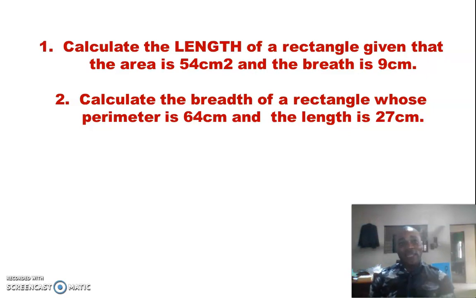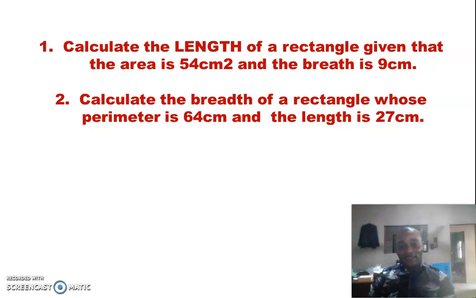Now question 1 says calculate the length of a rectangle given that the area is 54 centimeters square and the breadth is 9 centimeters. Calculate the length. You can see we are told to find the length given that the area is 54 centimeters square and the breadth is 9 centimeters. Now question number 2 says calculate the breadth of a rectangle whose perimeter is 64 centimeters and the length is 27 centimeters. Now let's get back to question number 1.